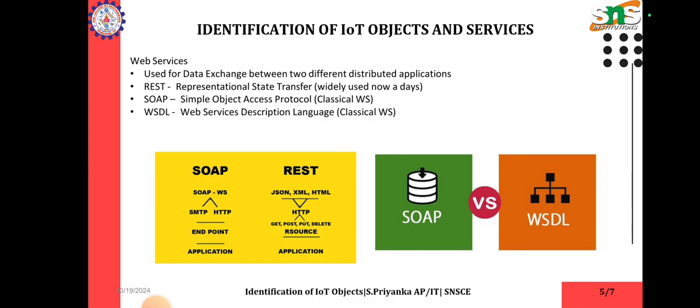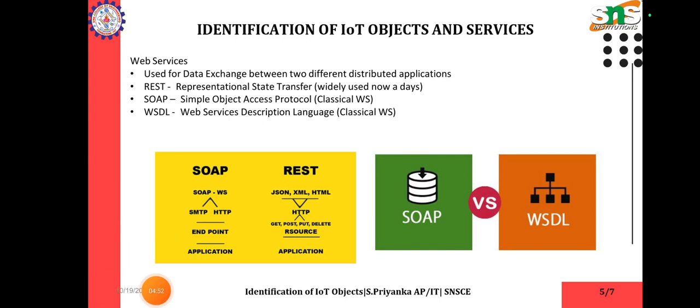Next is your web services. Web services are mainly used for data exchange between two different distributed applications. They mainly consist of REST, SOAP, and WSDL. REST is your representational state transfer, widely used nowadays. SOAP is your simple object access protocol. WSDL is your web service description language, that is classical WS.